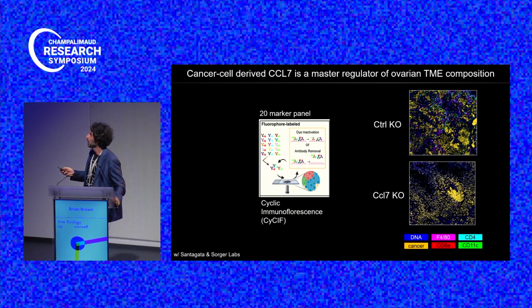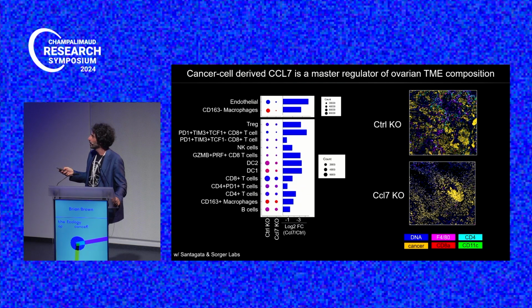So what's happening there? Well, we used this technology, cyclic immunofluorescence, with our collaborators Sandro Santagata and Peter Sorger at Harvard, so we can measure, it's actually a more than 20 marker panel.